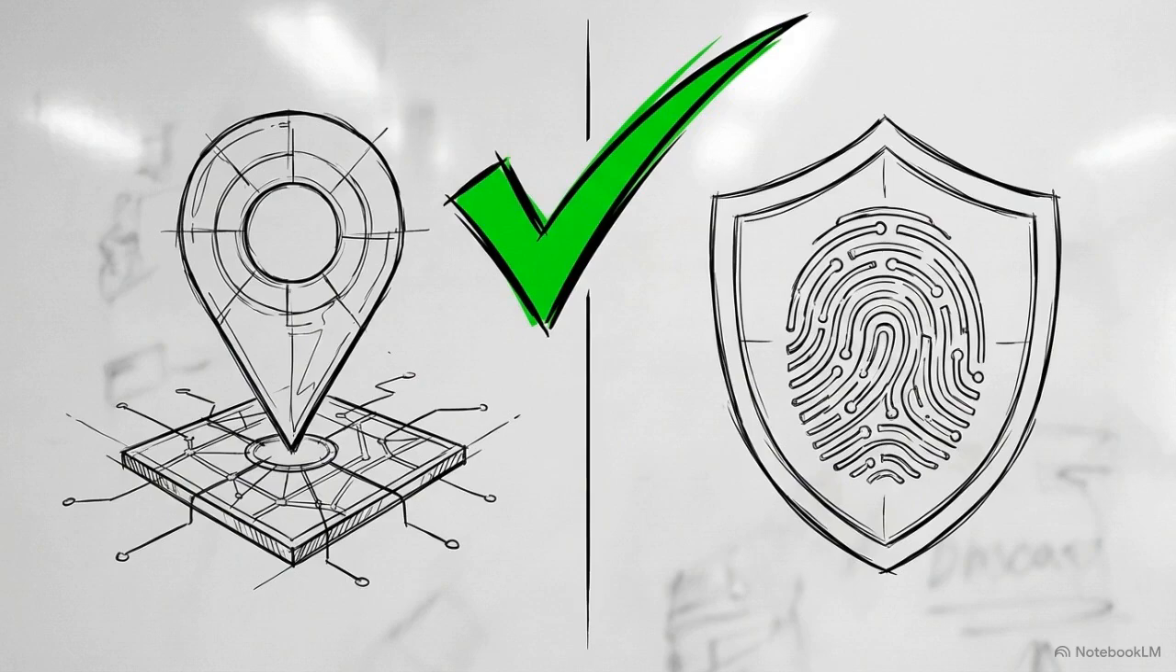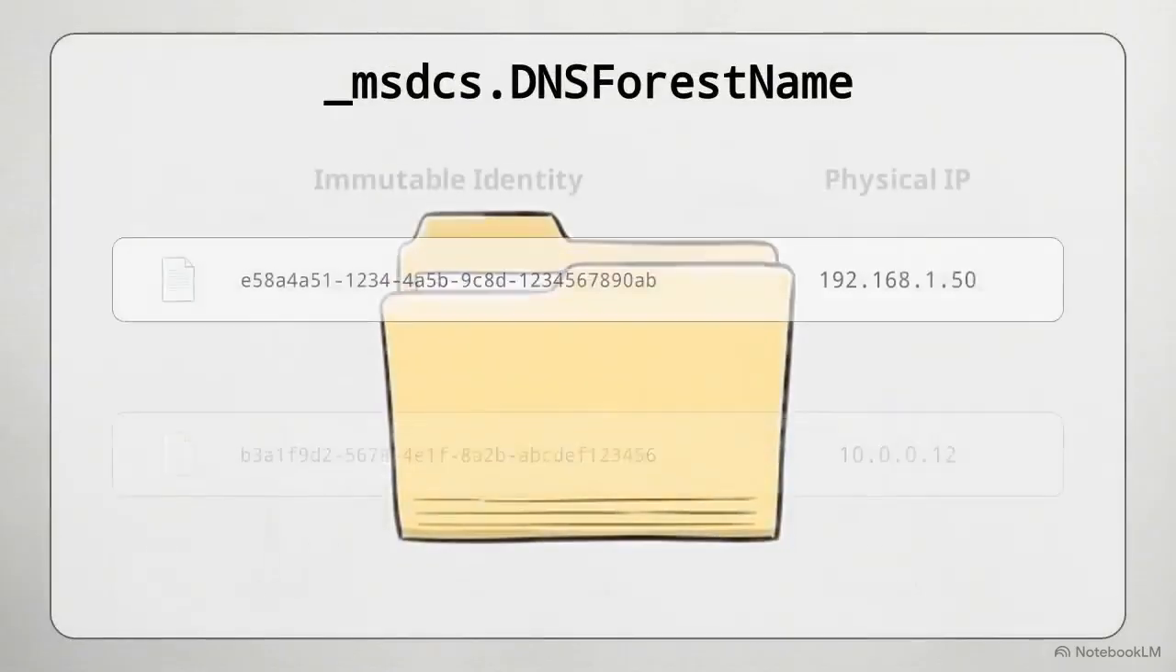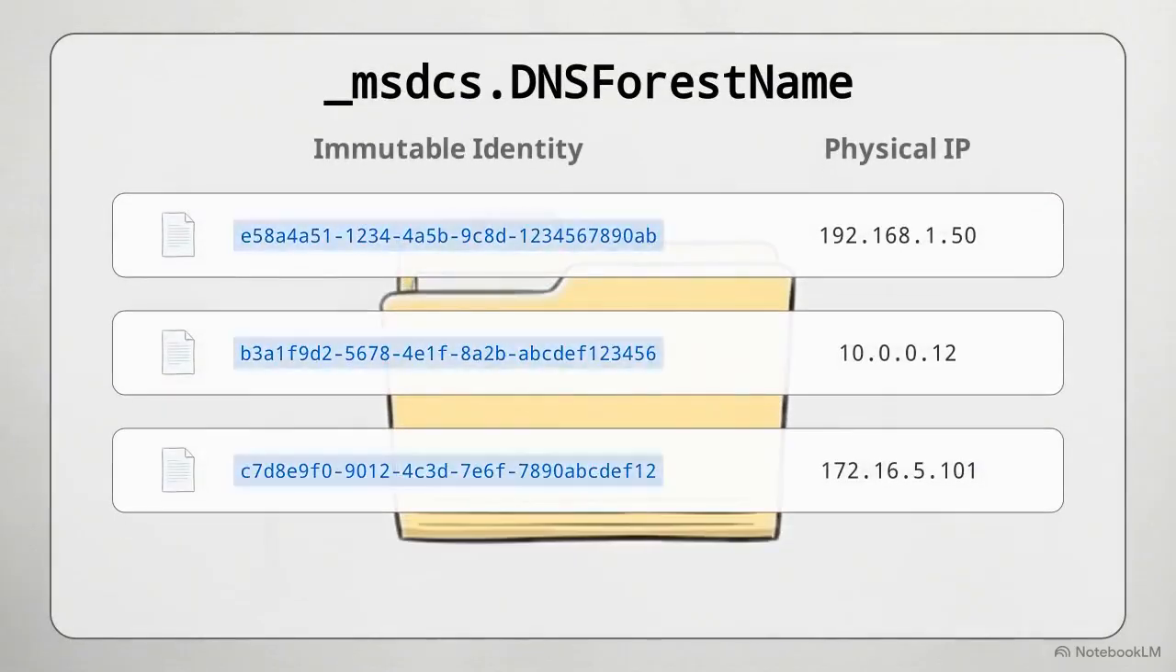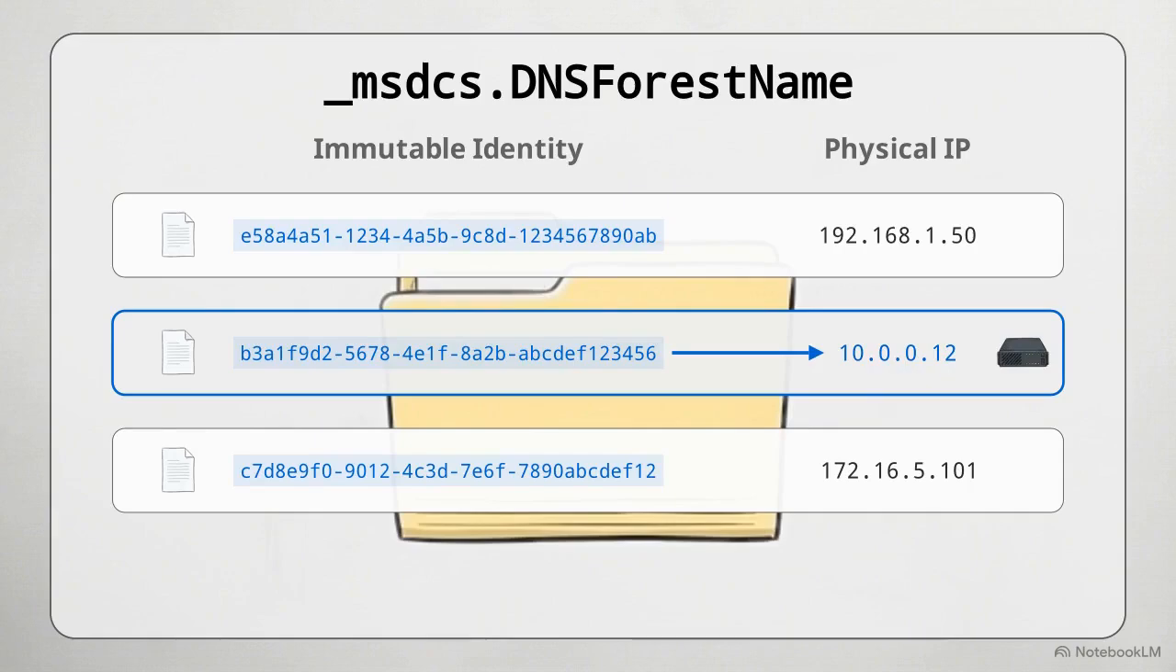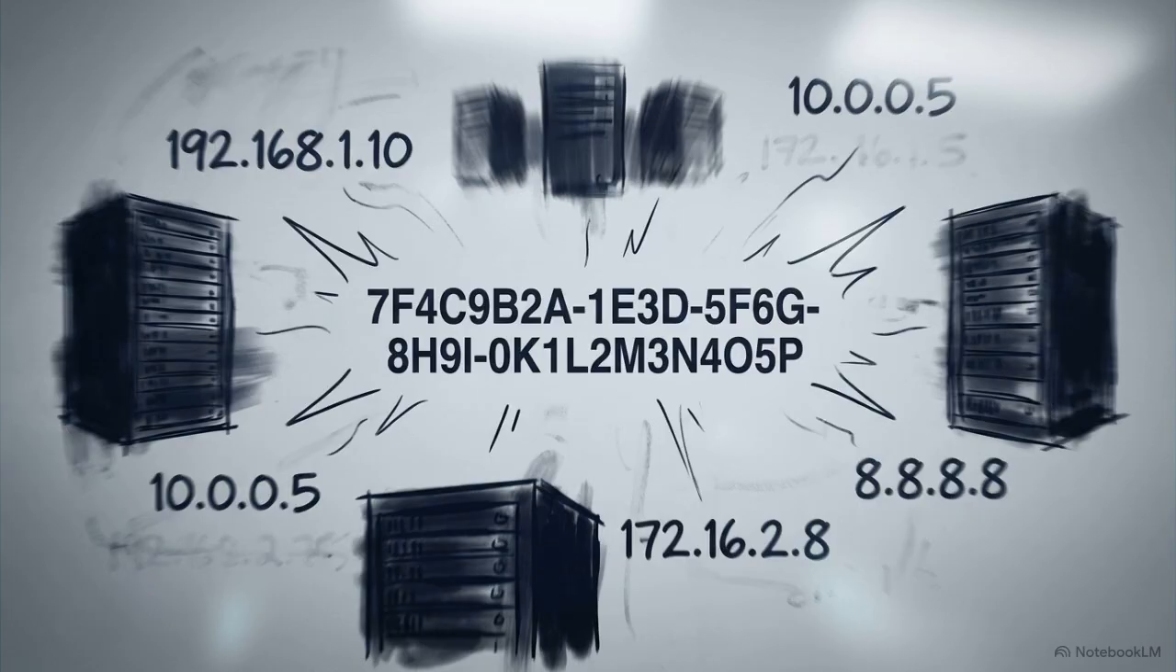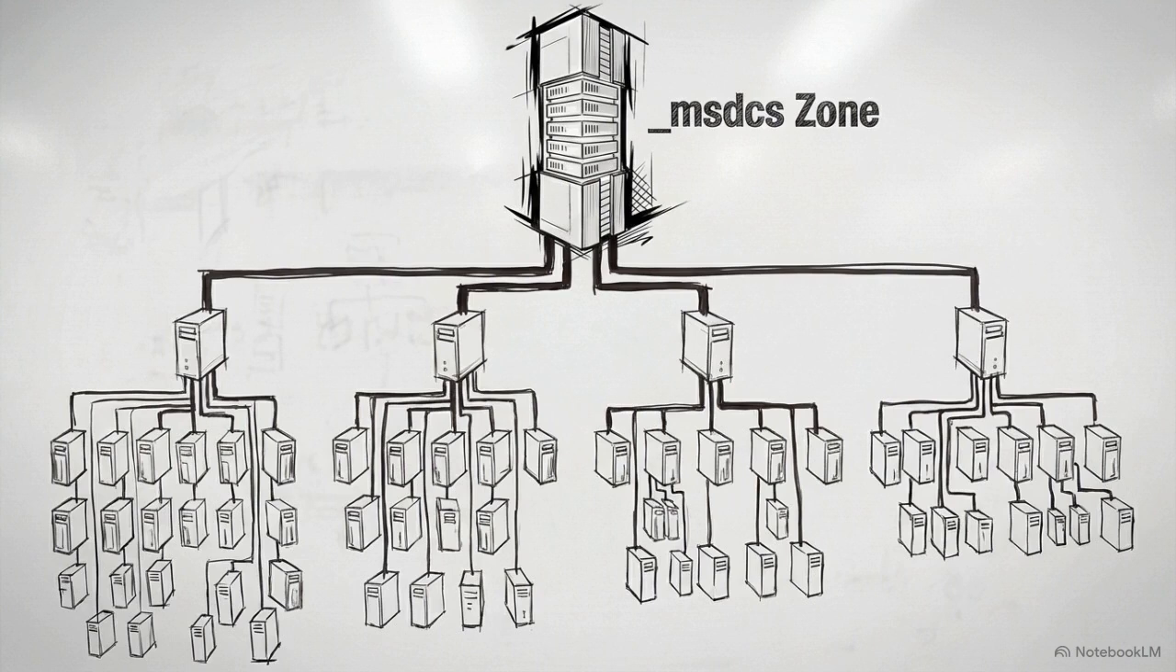This entire routing system, linking immutable directory identities to physical IP addresses, occurs strictly inside the _MSDCS.DNS forest name zone. Routing by identity rather than location allows Active Directory to effortlessly survive hardware migrations and server renames, but it firmly cements the _MSDCS zone as the absolute non-negotiable dependency for forest-wide replication.